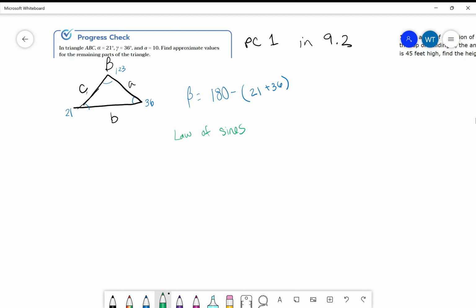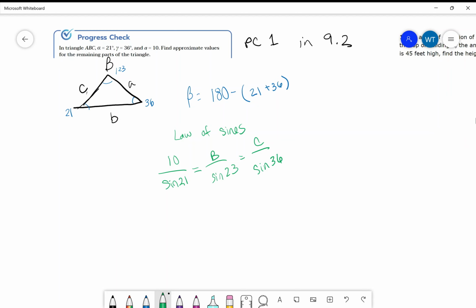So we have where it's proportional, where it's A over sine alpha equals B over sine beta equals C over sine gamma, in which case our side A for this is 10, which is over sine 21 for sine alpha, will equal B over sine 23 equals C over sine 36.